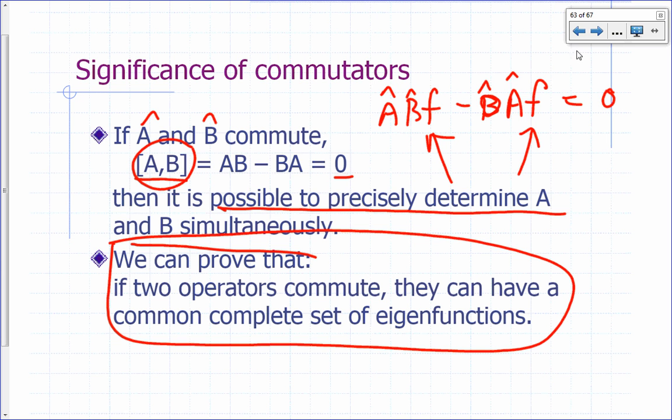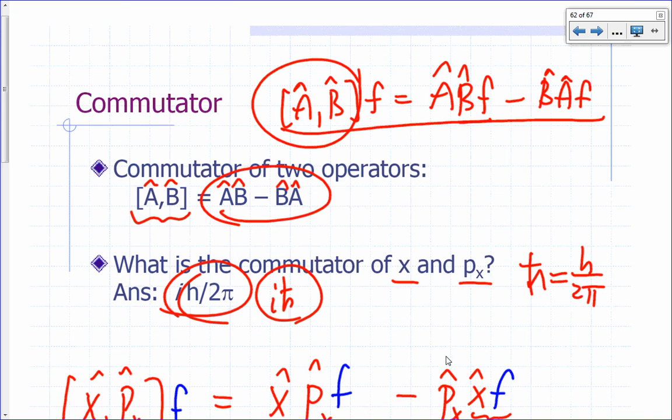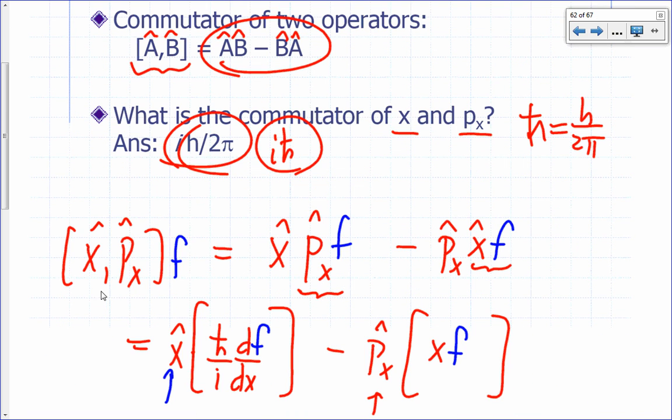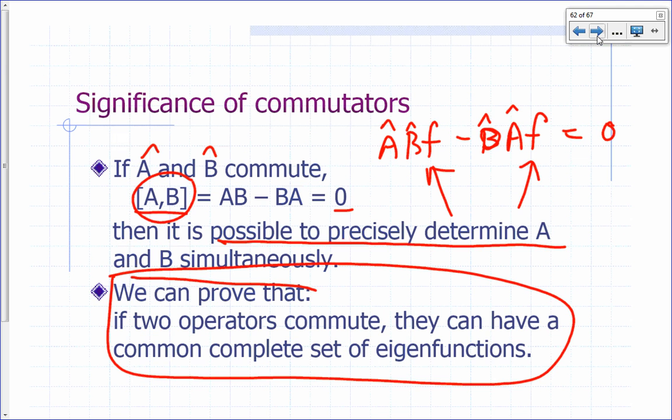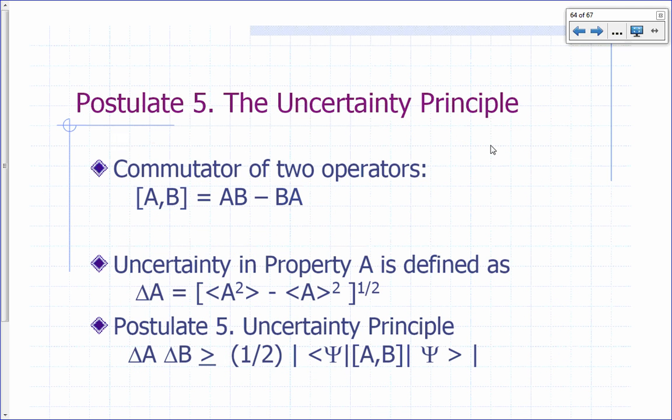So since x and px do not commute, we say it's not possible to simultaneously determine x and px precisely, which is our uncertainty principle. Okay? So that leads us to our postulate 5. Is it time to go? Okay, so postulate 5, we're going to cover that next time. We're going to talk about the uncertainty principle expressed in terms of commutators.